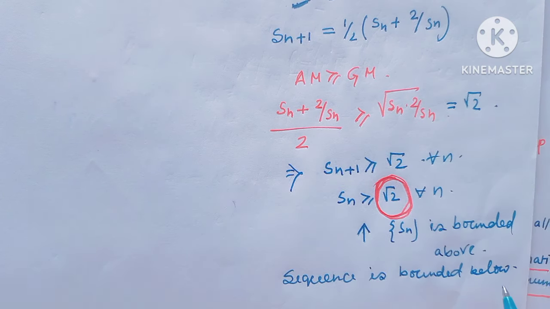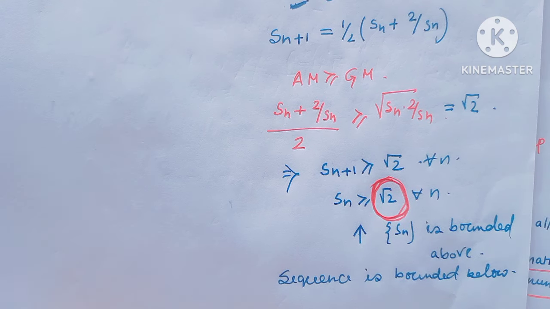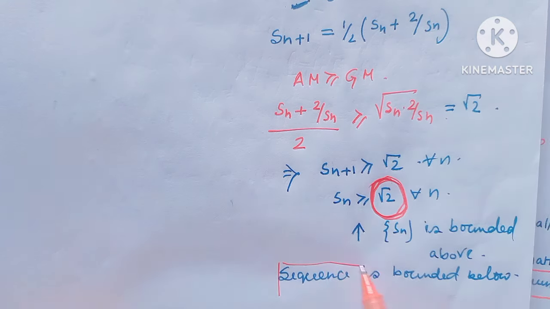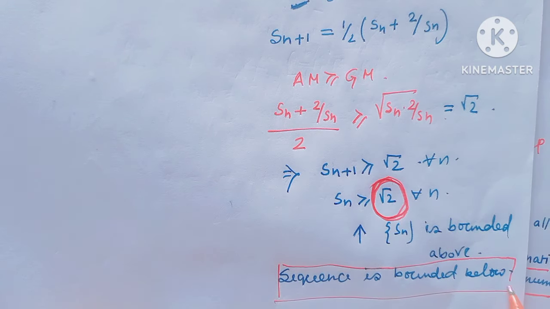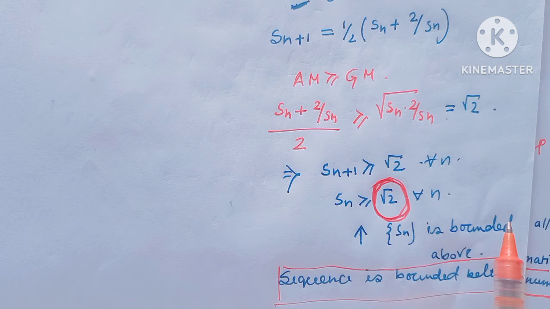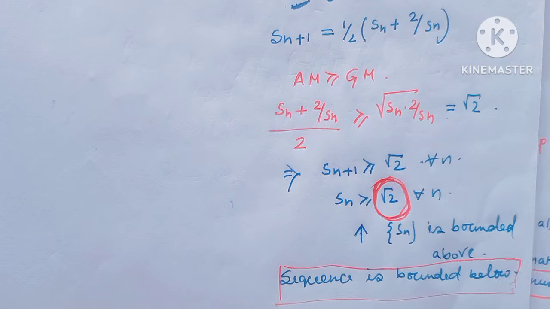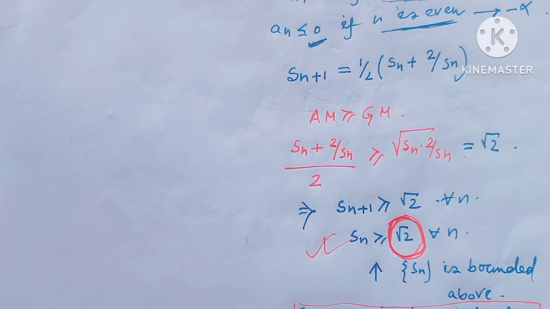If we can see, the sequence is a monotone decreasing sequence, since the sequence is bounded below and the greatest lower bound is square root of 2. So if the sequence is monotone decreasing, then we can tell the sequence converges to square root of 2. That means the sequence converges to the greatest lower bound.